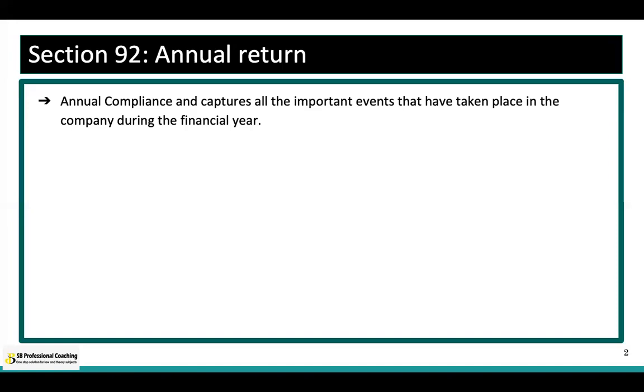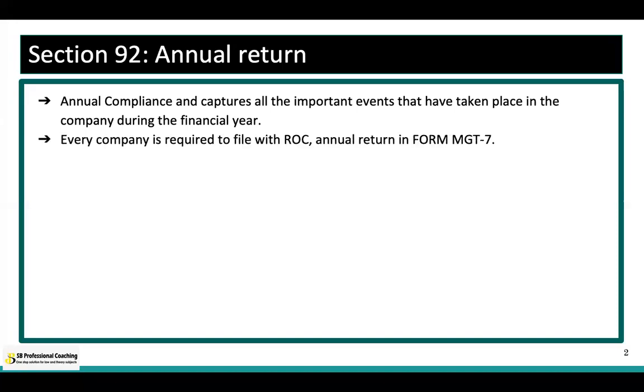This particular return has to be filed with the ROC. ROC means Registrar of Companies, and this has to be filed in a prescribed format given under section 92. This form is known as MGT 7. This is very, very important from the perspective of MCQs that come in the examination for CA Inter, to remember that the format of the annual return is given under MGT 7. So MGT 7 has to be filed with whom? The ROC. Okay, that's your point number 2.